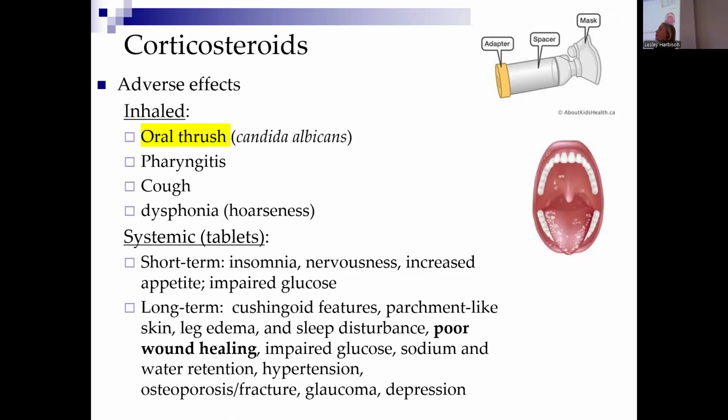Parchment-like skin, so skin thinning, that's what they always warn. Like if you have a strong steroid skin cream that you have to use for really bad eczema or something like that, they say it can thin the skin. So it's the same thing, whether it's taken systemically or topically. Leg edema, sleep disturbance, poor wound healing. We know that corticosteroids can compromise our immune system, so it would affect wound healing, impaired glucose, sodium, water retention, hypertension, osteoporosis, fracture, glaucoma, and depression.